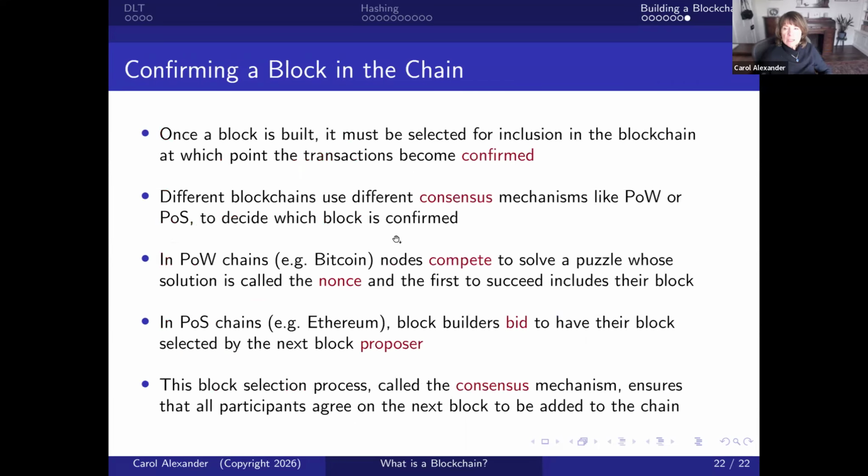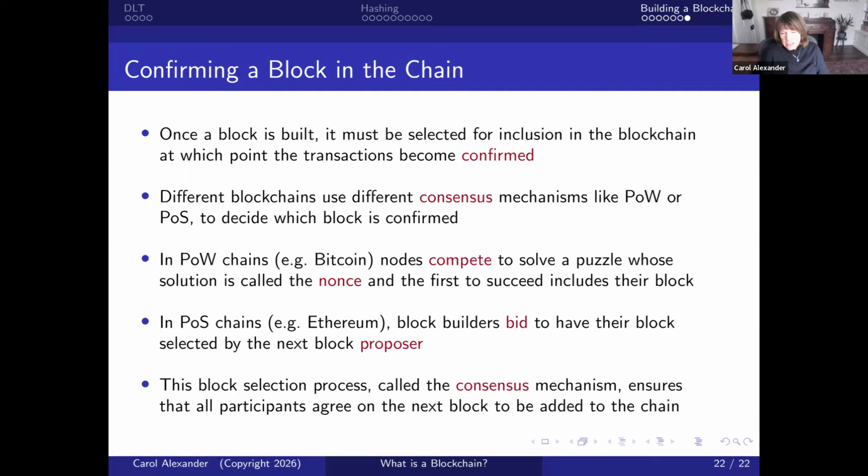So finally, how do we confirm a block to be added to the chain with that consensus mechanism? Well, different blockchains use different consensus mechanisms. Proof of work and proof of stake are the ones that we're focused on, but I also have a lecture, I think it's topic 8, which is looking at proof of history, proof of authority, and other consensus mechanisms. So the consensus, in a nutshell, because I've got a whole lecture on these, right?